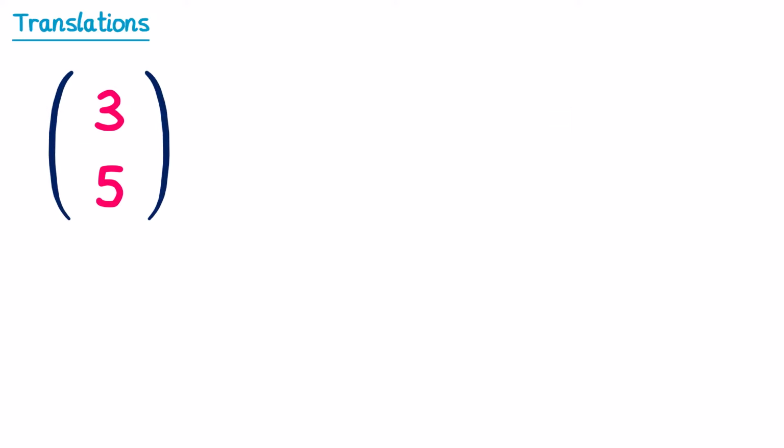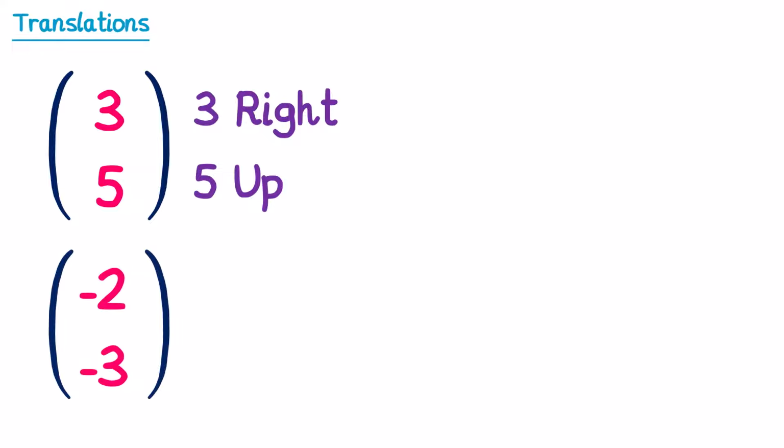Let's have a look at some different vectors. We already said that this one was 3 to the right and 5 up. But what about this vector here? So the top number tells us to move left or right, and since this one's negative, it will mean left. So this negative 2 means 2 to the left. The bottom number tells us to move up or down, and it's negative, so this means down. So this is 3 down. So this vector would tell you to move a shape 2 to the left and 3 down.